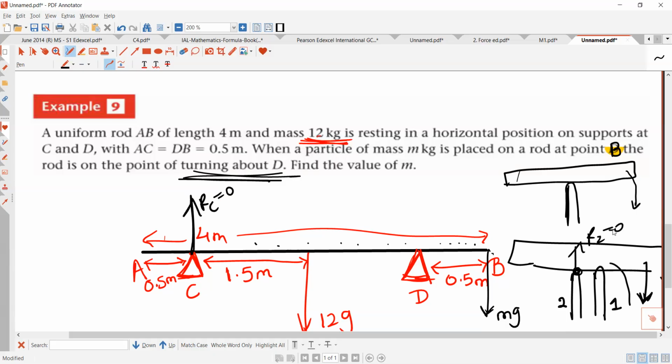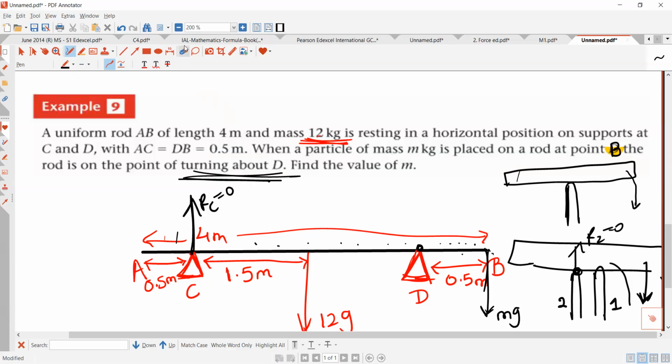So remember, if you are at the point of tilting at D, the other reaction force is 0. But at D, the reaction force is going to be there, because it is going to touch here. Imagine the ruler is tilting now. It is going to touch here, fall this side, and go up from here. That means your rod will have no contact with C. And if your rod has no contact with C, what is the reaction force at C? 0. So remember this: if you're at the point of tilting or turning at D, the reaction force at C is 0.